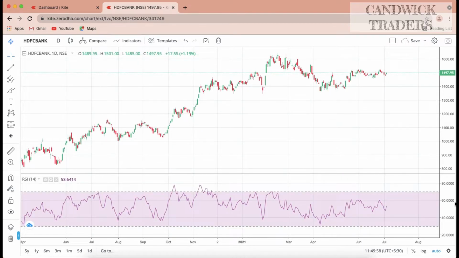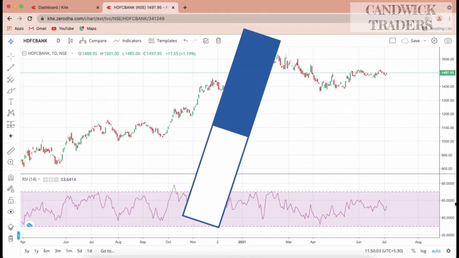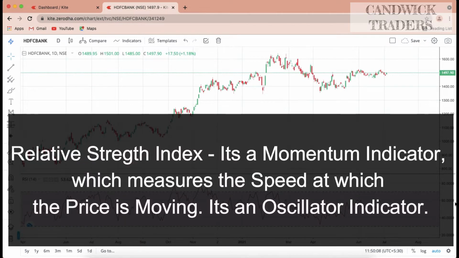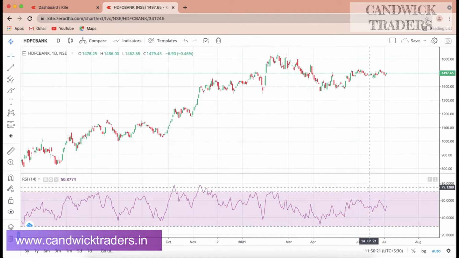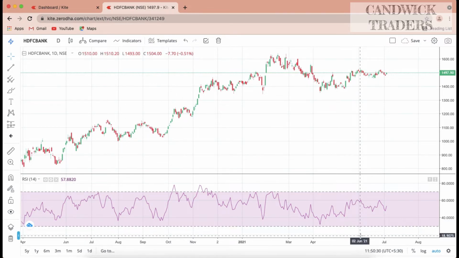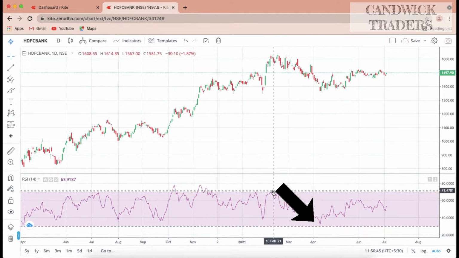Okay, and what is the second indicator? The second indicator is RSI, no need to say, relative strength index. It's a momentum indicator that measures the speed at which the price is moving. The RSI indicator is an oscillator. That means the value of the RSI ranges from 0 to 100. According to many textbooks, if the RSI is above 70, it is considered an expensive or overbought zone, and if it is below 30, it's considered oversold or cheaper.